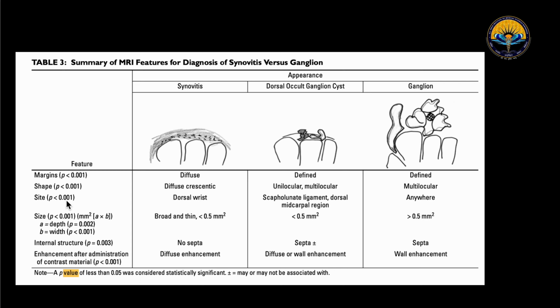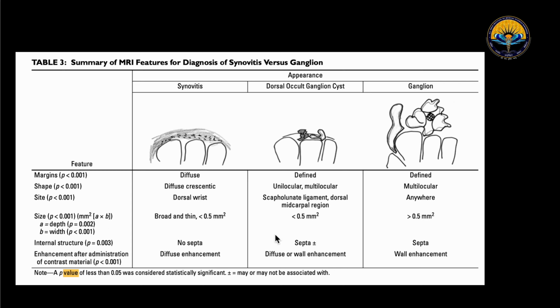The first feature was margin, and we could see that in tenosynovitis we have a somewhat diffuse margin, and it is somewhat concentric in shape. Whereas in ganglion cyst we could see that it is a well-defined uniloculated or multiloculated lesion, so margin and shape we have done. Coming to site, it was not very specific to differentiate between synovitis or ganglion cyst, as synovitis is mostly seen in the dorsal wrist, but ganglion cysts can be seen anywhere. However, dorsal occult ganglion cysts are more commonly seen near the wrist only.